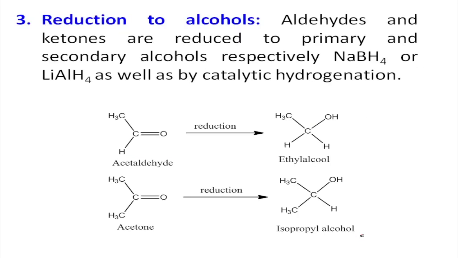Number 2, reduction to alcohols. Aldehydes and ketones are reduced to primary and secondary alcohols respectively. So when the aldehyde is reduced, you get ethyl alcohol; when the ketone acetone is reduced, you get isopropyl alcohol. Isopropyl alcohol is a secondary alcohol and the other is a primary alcohol. So the aldehyde reduces to a primary alcohol and the ketone reduces to a secondary alcohol.